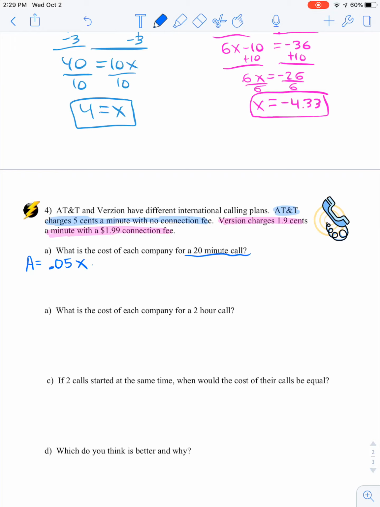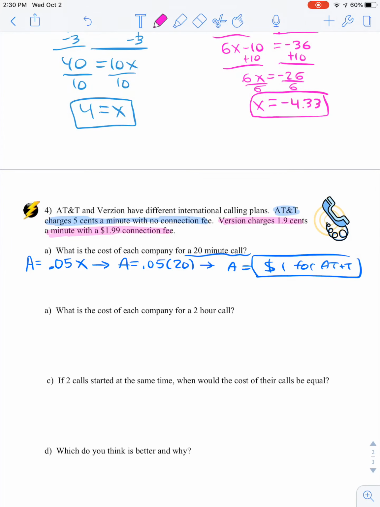Now, if it's 20 minutes, that's going to be A equals 0.05 times 20, which ends up being A equals $1 for AT&T. So a 20-minute call is going to cost $1 at AT&T.